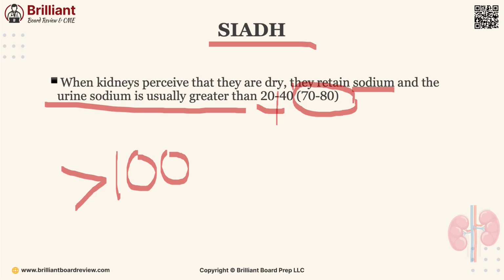So furosemide is going to increase the serum sodium by inhibiting the reabsorption of water. It inhibits the reabsorption of sodium. Loop diuretics can raise the serum sodium.